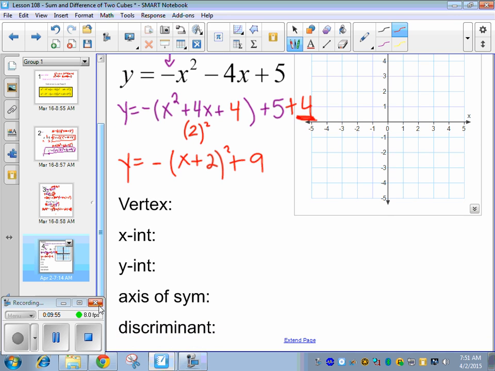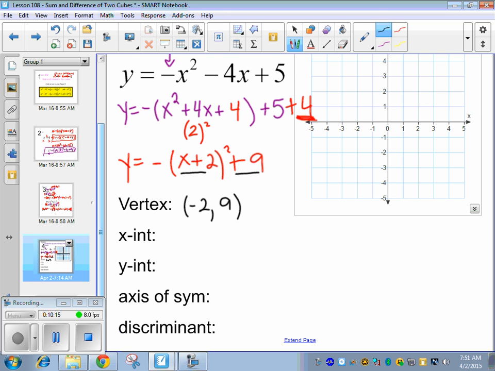All right, without graphing, let's go through all these. And then I think you guys are pretty good at graphing. So the vertex, what would the vertex be? -2, +9. So the negative in front does not affect it, and the vertex is always opposite here, same here.